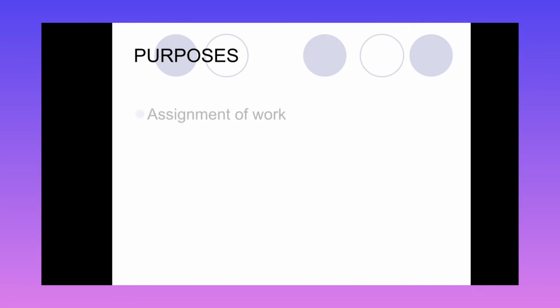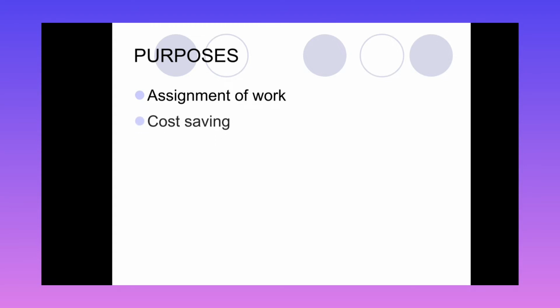Next comes the purposes of delegation. First purpose is assignment of work. I told you the task is that we are giving some amount of responsibility according to the ability or the skill of that particular subordinate. Then cost saving. If you are delegating the task, we can reduce the cost of the task also because subordinates are already performing the task.